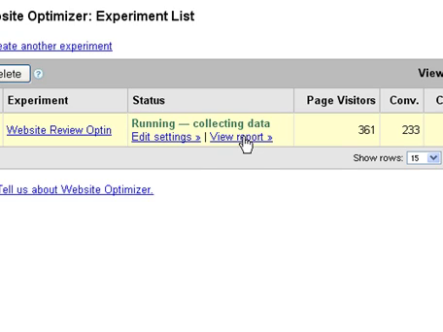So what we're going to do is take a look at the report. Actually, before I do that, let me just point out we have 233 conversions out of 361 visitors. Let's go to the next page here.